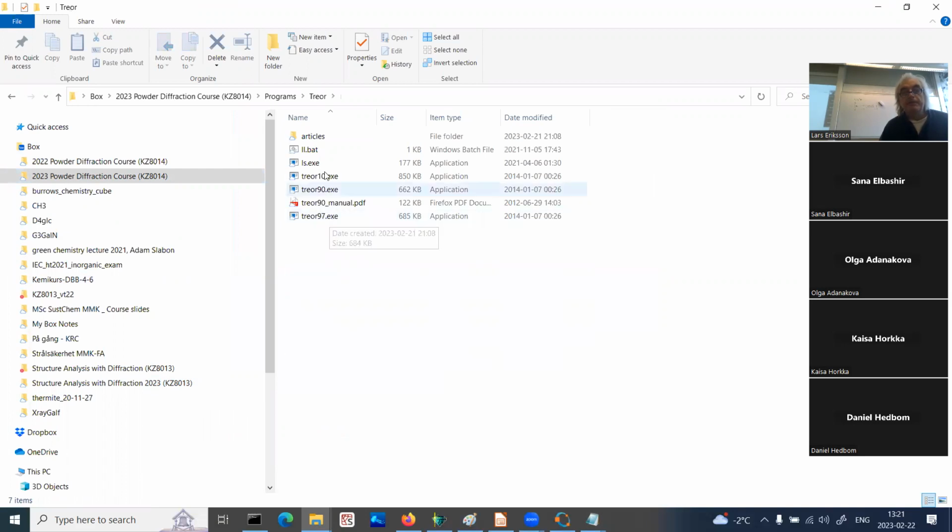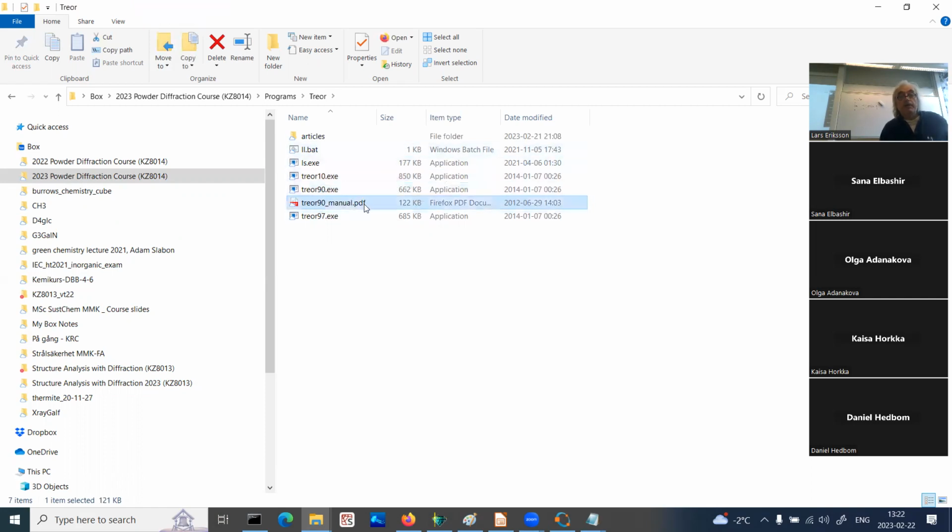I did put up some different versions of Treor, and I think I recommend the oldest one, Treor 90. 97 is approximately the same. Treor 10 implies some possibility to make a correction for zero-point error, but I had some problem with Treor 10. It sometimes crashes, and I think Treor 90 will solve most of our problems. So for your case, I would say take these executables 90, 97, and 10 and put them in the bin directory that you created.